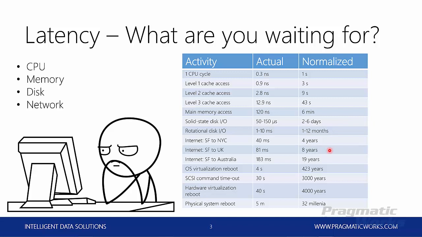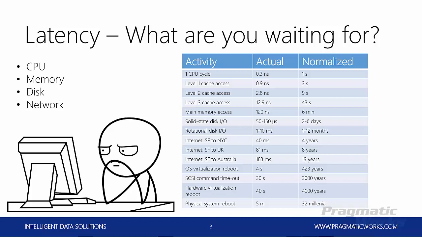Your internet access that used to be 40 milliseconds is about 4 years, 8 years, 19 years. And if you think it takes a long time for you to reboot your computer now, when you think of regular seconds in contrast to nanoseconds, operating system virtualized reboot within a container would be 423 years. SCSI command timeout would be 3,000 years. Hardware virtualization reboot would be 4,000 years, and a physical system reboot would take about 32 millennia. And it may already feel like it's taking 32 millennia, but our goal is to be able to make things faster.